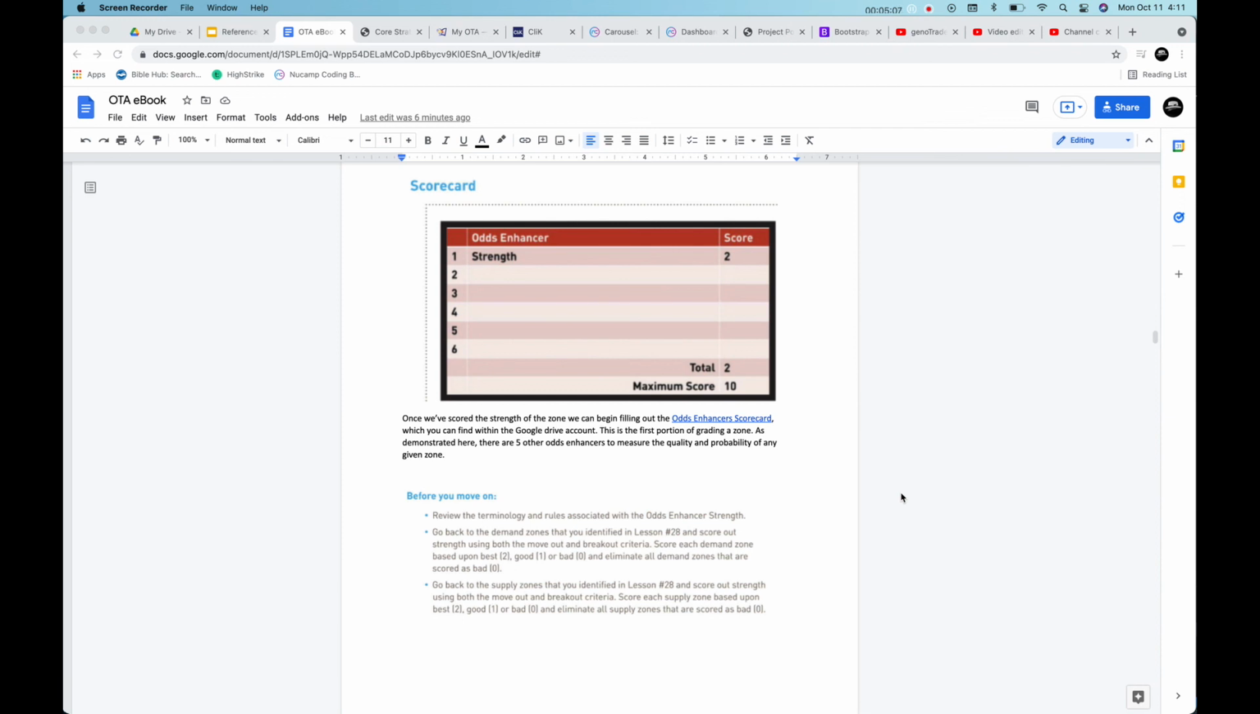But basically what you want to do is go through the strength odds enhancers and score the zone for strength. Then any zones that scored 0, you're going to eliminate those zones. You're not going to use those as an entry point for trading. Then go back and repeat the process for the supply zone.